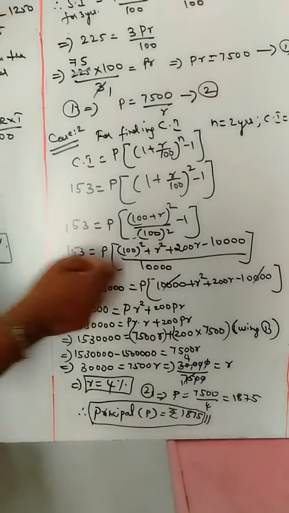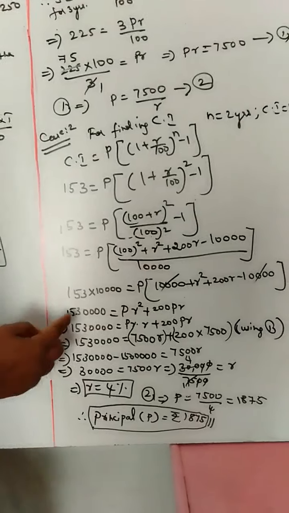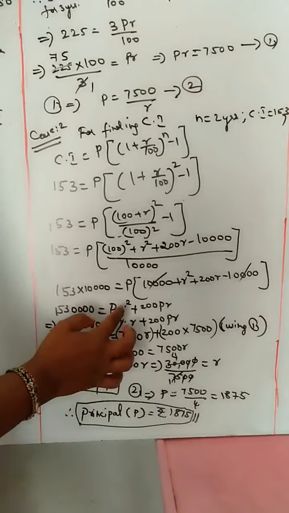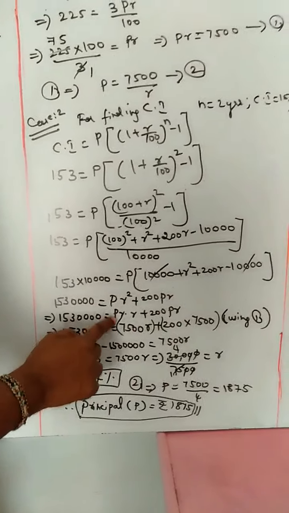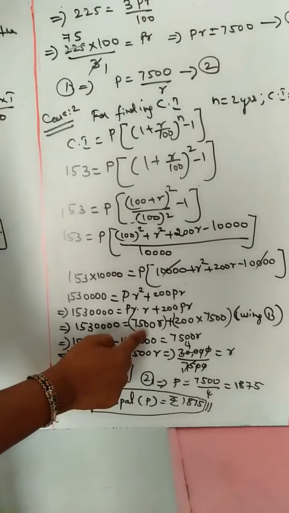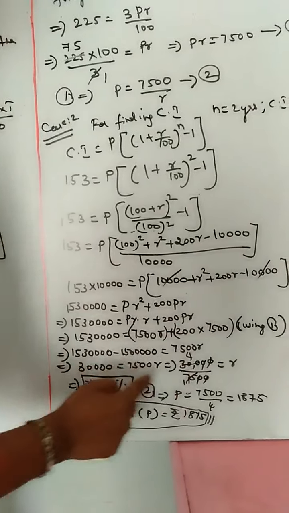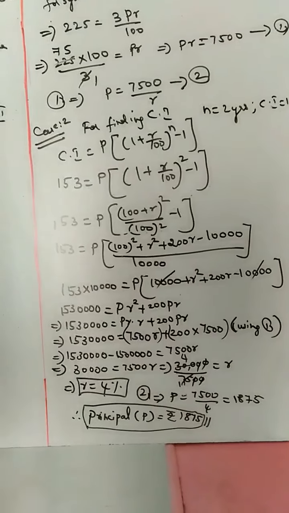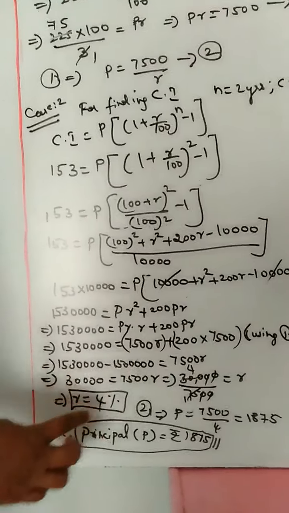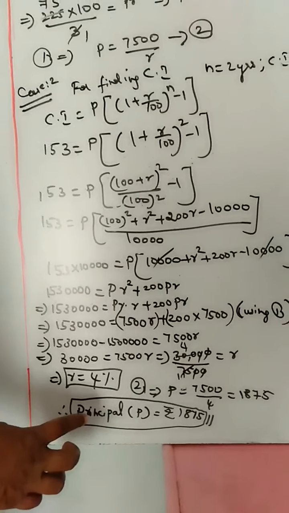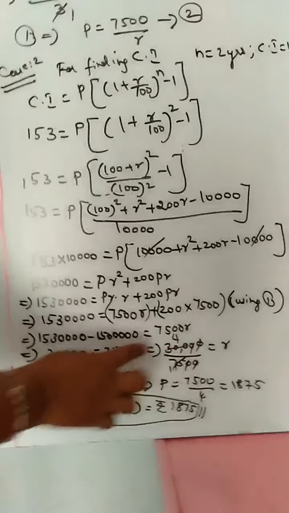The left hand side, 153 into 10,000, will become 15,30,000, right? So we are splitting this PR square as PR into R, plus 200PR as it is. Substitute the value of PR, using equation 1, that is 7,500. Then R as it is, then 200 PR is 7,500. Multiplying this one, you will be getting 15 lakh. Okay, that is 15 lakh 30,000. Taking this number to this side, 15 lakh 30,000 minus 15 lakh will become 30,000, which is equal to 7,500R.